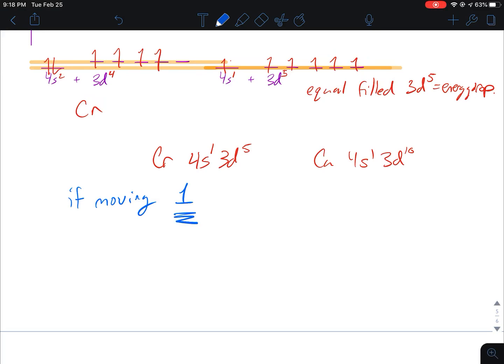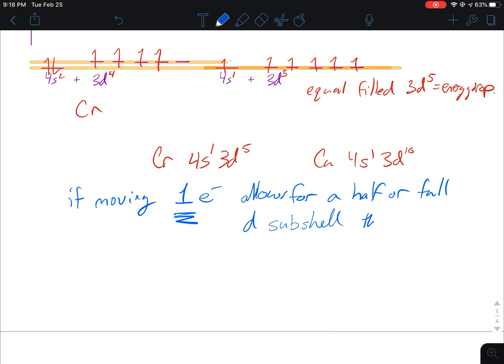If moving one and only one, I saw someone earlier and they were moving 2 electrons, and we had a discussion about it, and they realized what was happening. If moving 1 electron allows for a half or full D subshell, then this likely happens. Okay, so there you go.